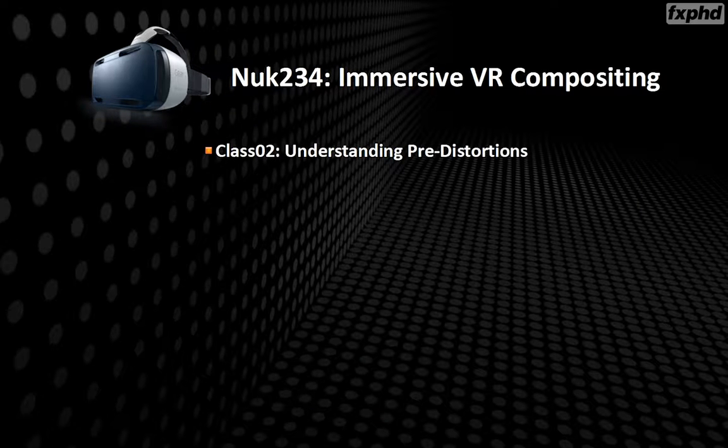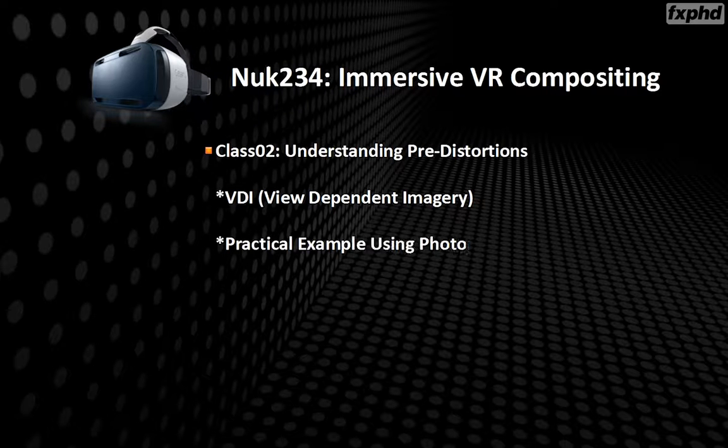The focus of this class is understanding pre-distortions, to understand the reason behind it, to understand how view-dependent imagery works, how to create view-dependent imagery, and how we can adapt it to the next level with moving cameras. So we're going to go through two different examples.